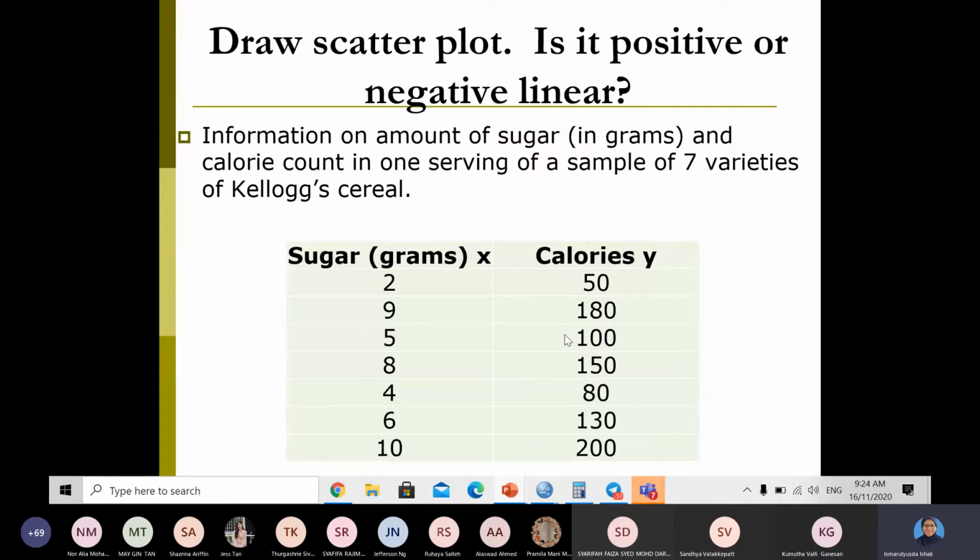Can you draw the scatter plot for this sugar and calories? The information on amounts of sugar in grams and calorie count in one serving of a sample of 7 varieties of Kellogg's cereals. Can you draw it now? I give you 2 minutes. So you must have Y and X. Y is calorie and X is sugar.